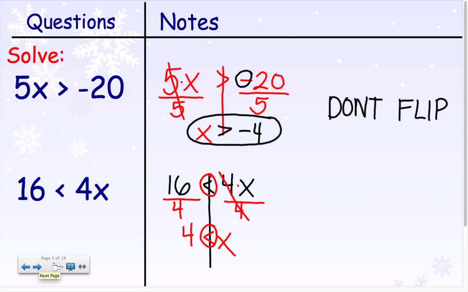Technically, 4 is less than x is a correct answer, but I want you to get in the habit of no matter what, always putting the x on the left. So I'll put my x over here, the 4 over here. My Pac-Man mouth is eating the x, so my Pac-Man mouth has to eat the x. X is greater than 4 is my answer.